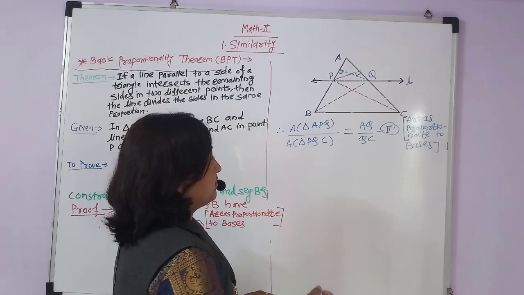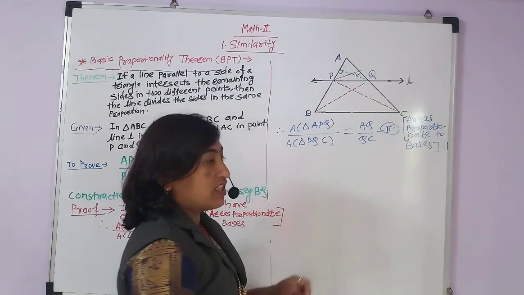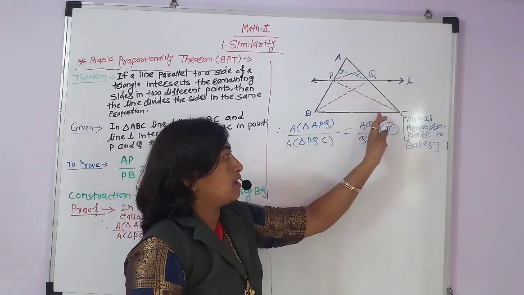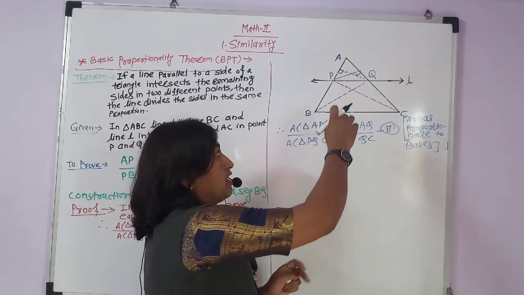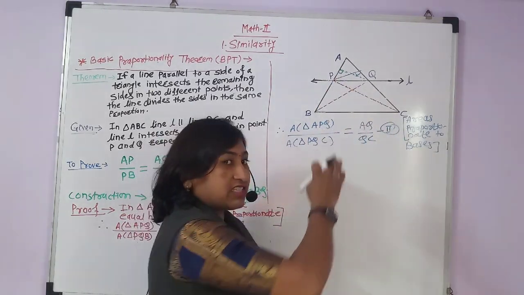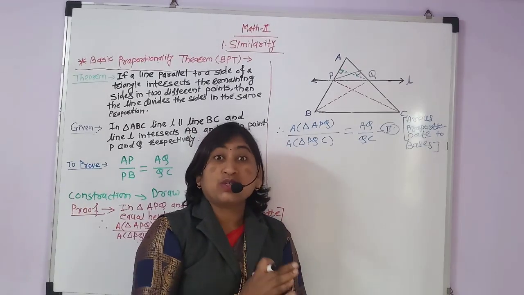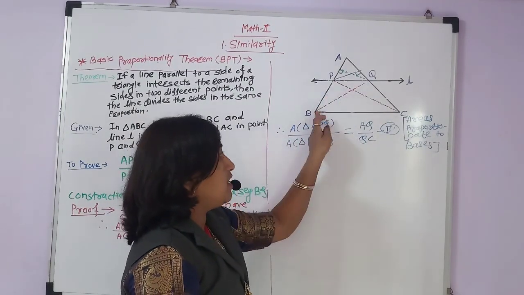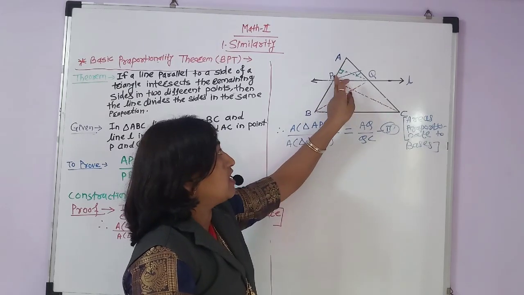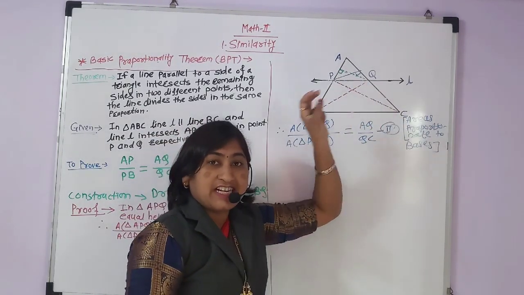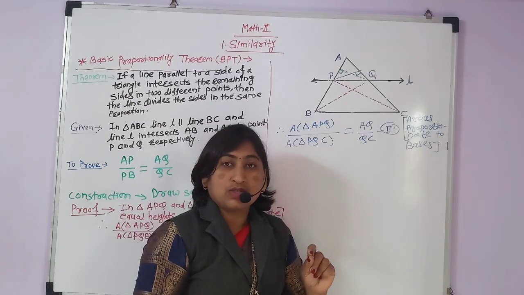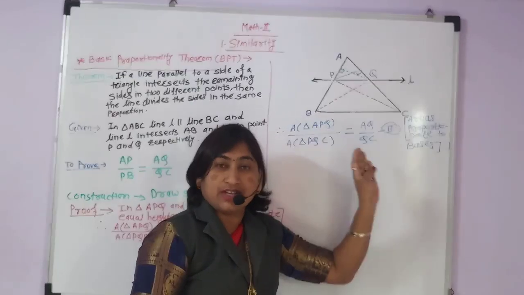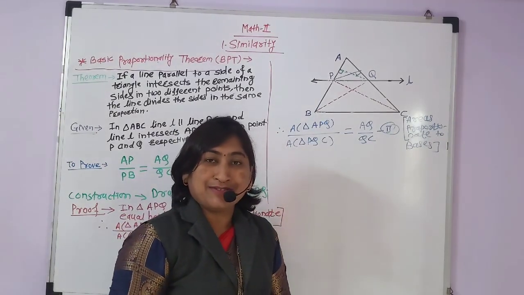So we write here: seg PQ is the common base for triangle PQB and PQC, and PQ is parallel to BC. Therefore, heights are same, bases are same. That means both ratios are equal. So area of triangle PQB is equal to area of triangle PQC, because their heights and bases are equal. So the areas of these two triangles are equal. Understood? Okay.